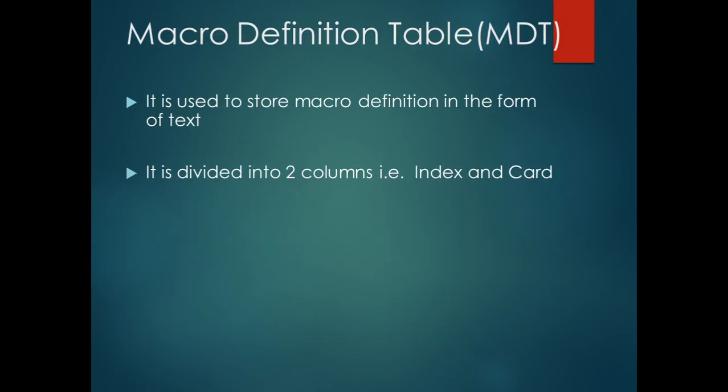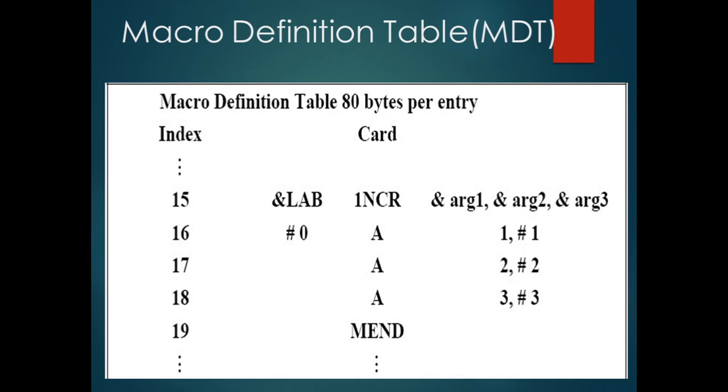Then the next table we will see is the macro definition table. This table is used to store the macro definition, that means the instructions which are written inside the macro. But these instructions are stored in the form of text. This table is divided into two columns, that is index and card. Now we will see the example of this MDT. As you can see, this MDT is divided into two columns, index and card.